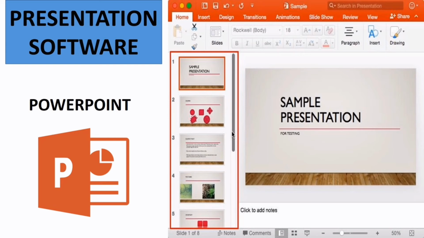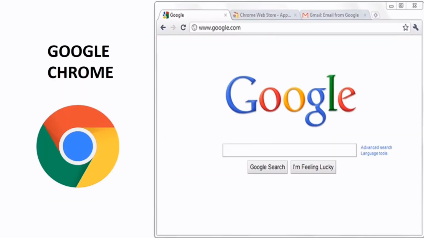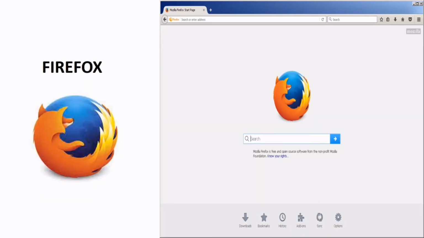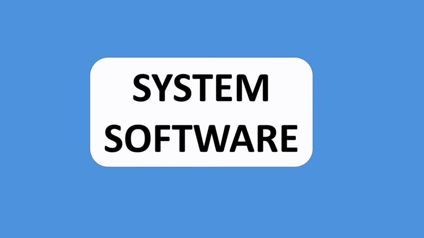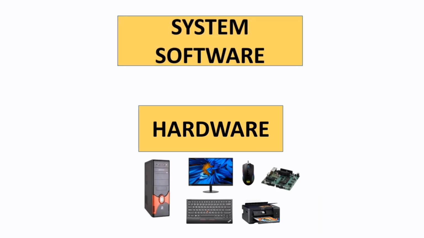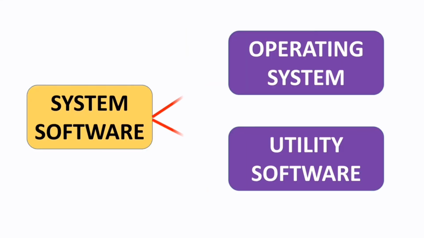Presentation software like Microsoft PowerPoint is used to display information in the form of slides. Internet browsers like Google Chrome, Firefox, and Safari are used to access the Internet. System software. System software is a set of programs that controls the computer hardware. The system software is the platform for running the application software. System software are operating system and utility software.